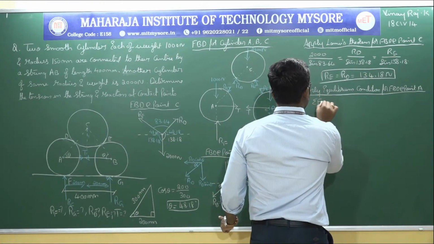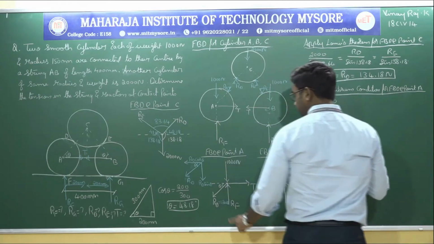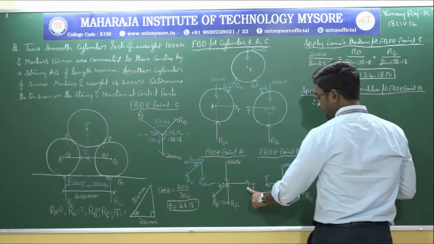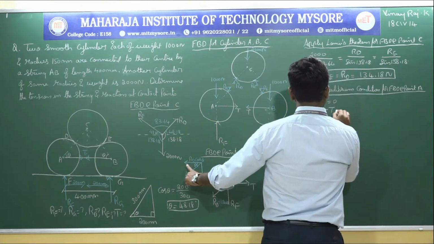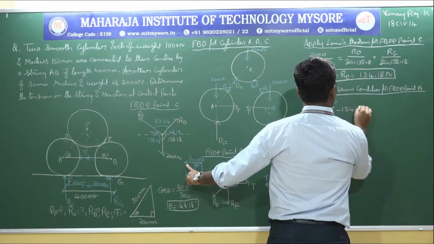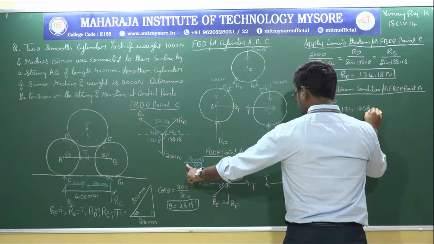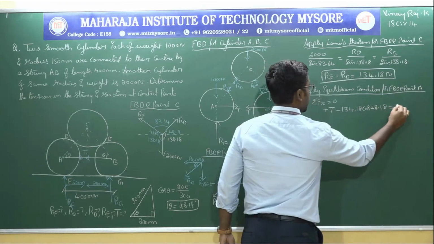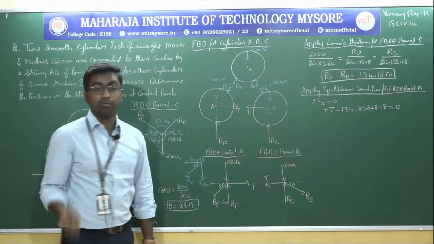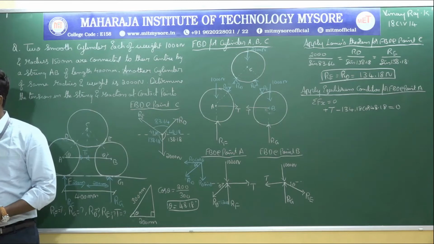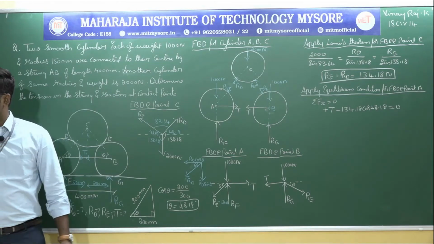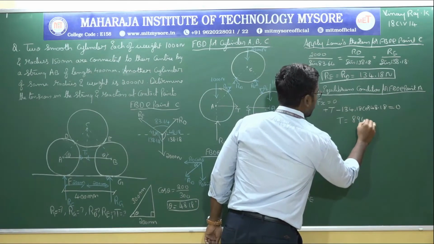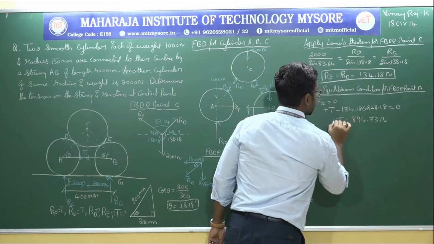So first, summation of Fx is equal to 0. So this is plus T, then this is minus 134.18 into cos of theta, which is 48.18, is equal to 0. If you simplify this, you will get the value of T. So the value of T will be equal to 894.73. 894.73 Newton is the value of T.